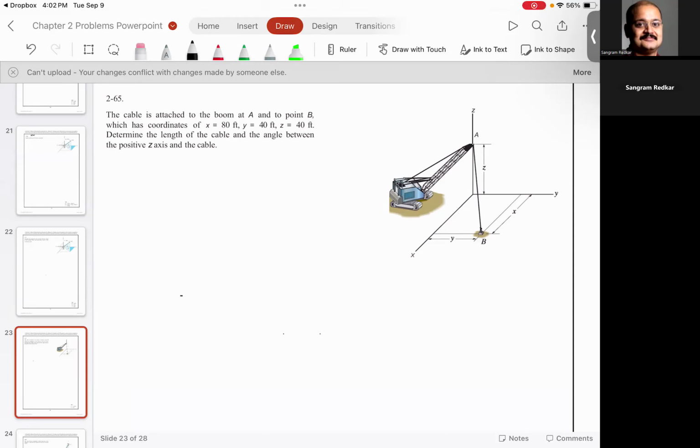Now, the first part is very simple. They are asking you to find out the length of the cable. The second part is they are asking you to find out the angle of the cable. I'm going to add a bit of a twist to it. If I say the tension in the cable is 100 newtons, what are the components in the x direction, y direction, and z direction? Tell me, how would you solve this problem?